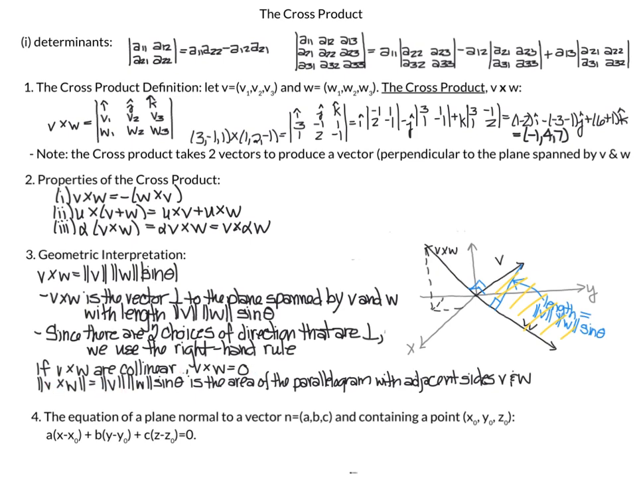Also, v cross w has a geometric interpretation as the area of the parallelogram with adjacent sides v and w. So we made a little parallelogram. The magnitude of v cross w would be the area.